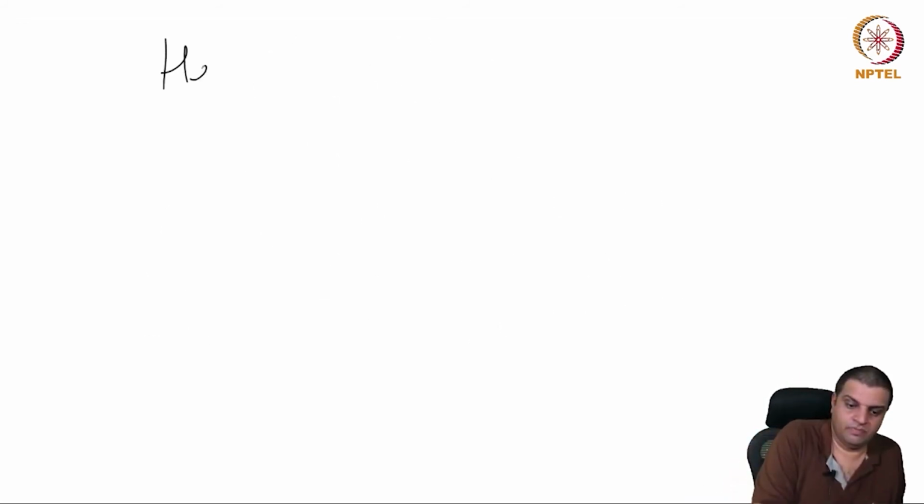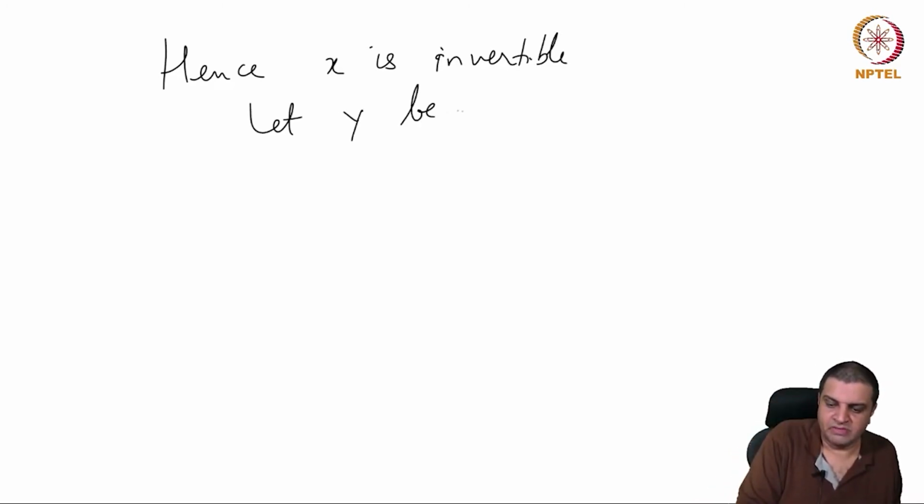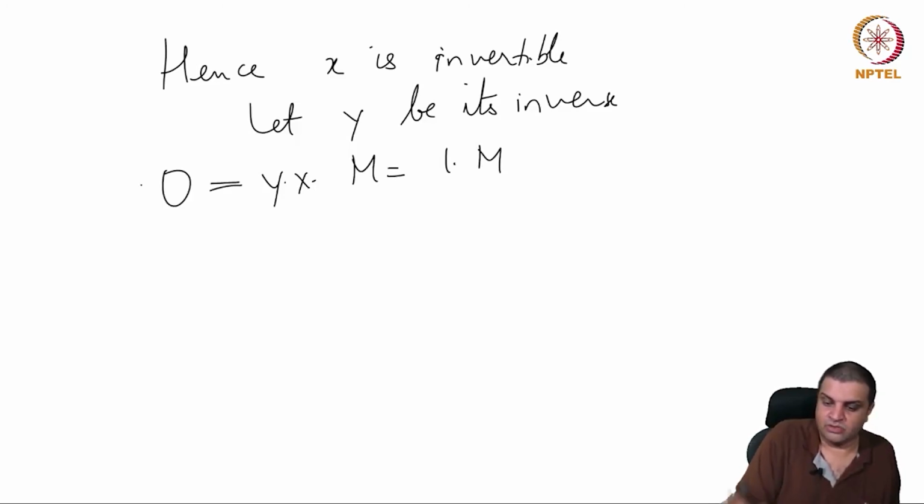Hence X is invertible. Okay. Let Y be its inverse. When we say invertible for multiplication, and here we mean its multiplicative inverse. Okay, so then Y times X times M, which is same as 1 times M. On this side it is 0, so this is M.